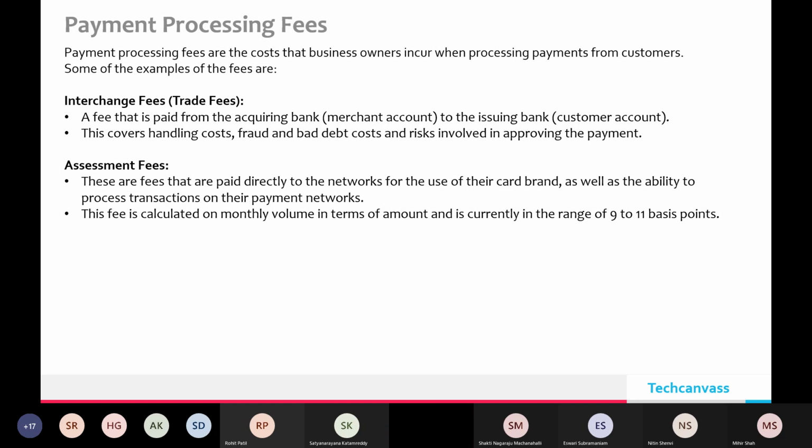Similarly, Japan has come up with its own credit card network, that is JCB, Japan Credit Bureau. And similarly, China has its own credit card network. So like that, they started promoting this RuPay network.